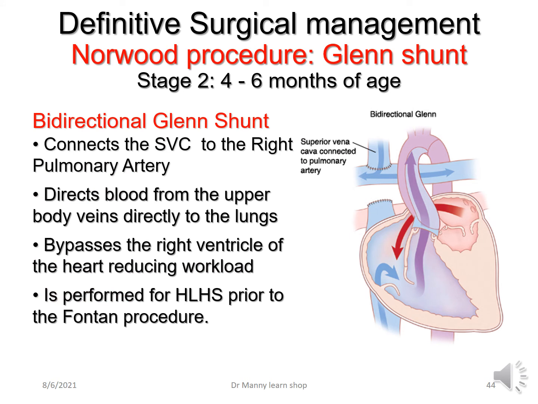Stage 2 of the Norwood procedure is the Glenn shunt. And this typically occurs between 4 to 6 months of age if the infant is hemodynamically stable. Now, the bidirectional Glenn shunt connects the superior vena cava to the right pulmonary artery, and in doing so directs blood from the upper body veins directly to the lungs. It bypasses the right ventricle altogether, therefore reducing the workload. And this is performed for hypoplastic left heart syndrome prior to the Fontan procedure.